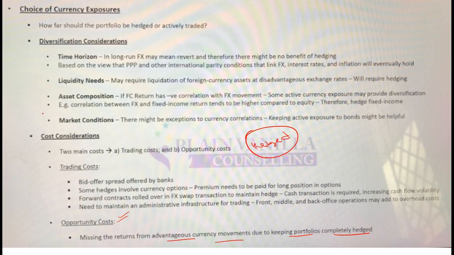So these are cost considerations that you need to take, and these are diversification considerations. Based on that, you will decide whether hedge ratio should be high or low. So if you are given these factors, based on an analysis of these factors, you should be able to decide whether hedge ratio should be high or low.